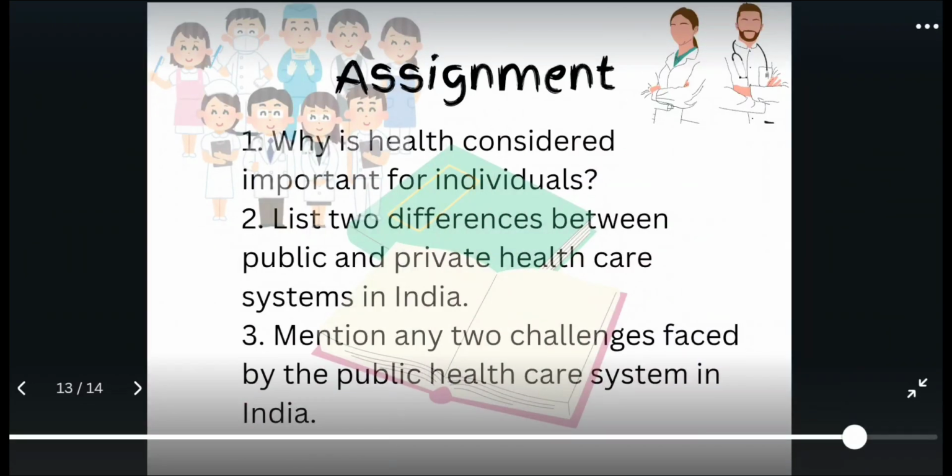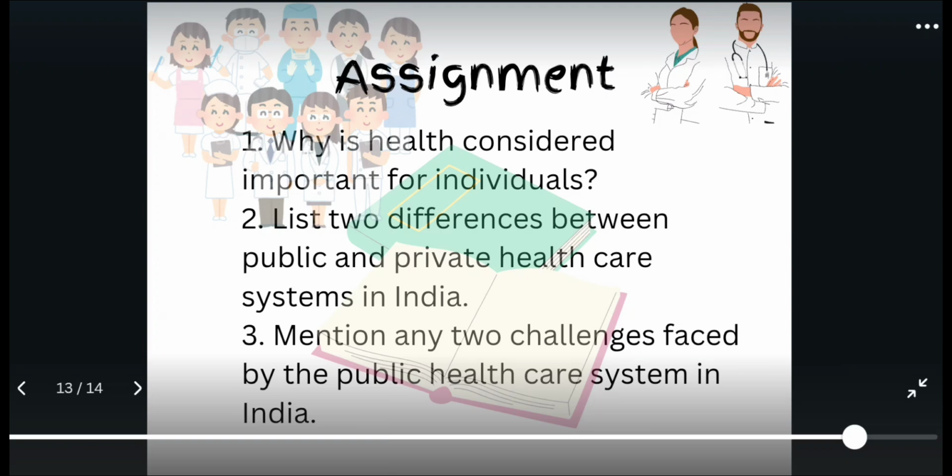Now let's look at the assignment questions. First, why is health considered important for individuals? We have already read how health is vital for our overall well-being and functioning, isn't it? So you are going to tell me in your own words, why is health important for you, for the people around you, and the citizens of India, and how it contributes to the economy.